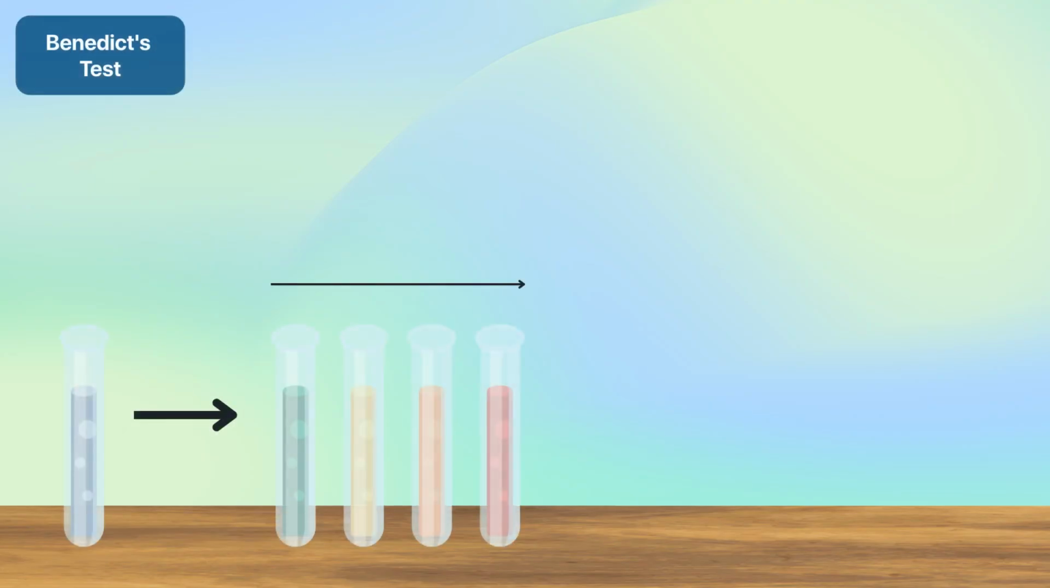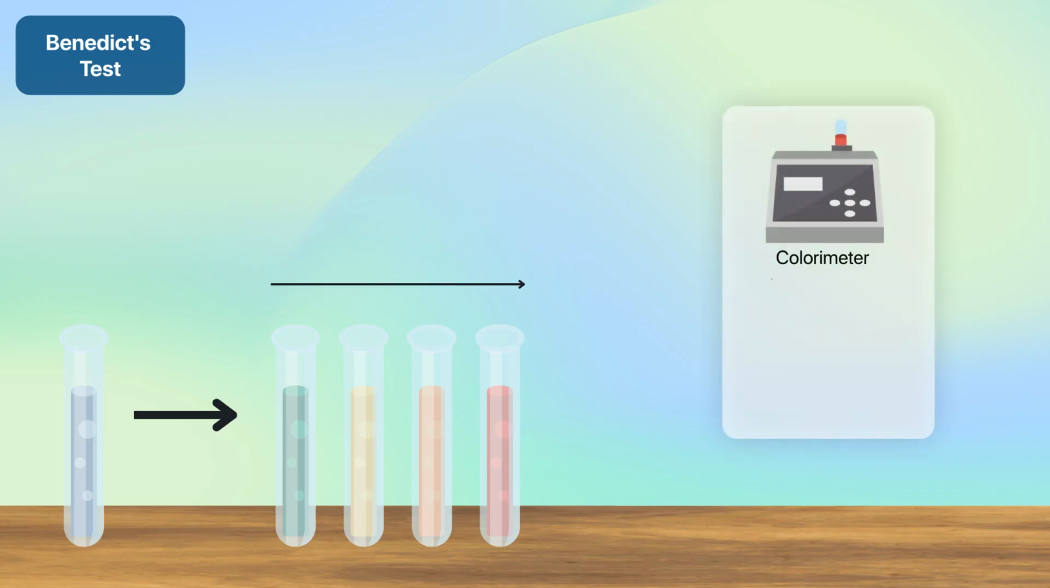Furthermore, although the tests are qualitative, some can be partially quantitative. For instance, the extent of colour change in the Benedict's test can suggest the relative concentration of reducing sugars in different samples. You can use a colorimeter or a colour chart to measure the level of colour change and corresponding concentration of reducing sugar quantitatively.